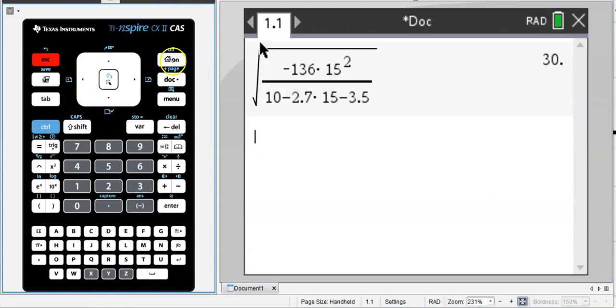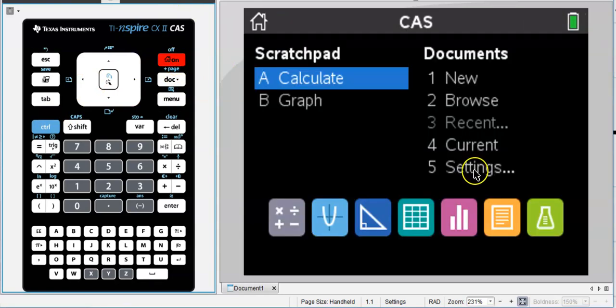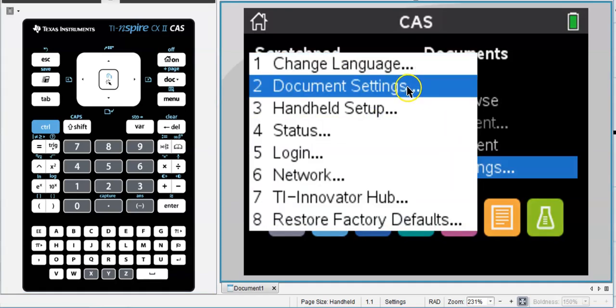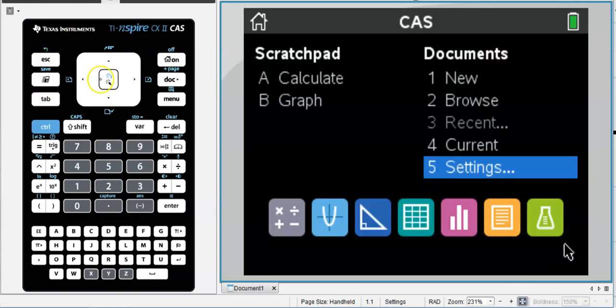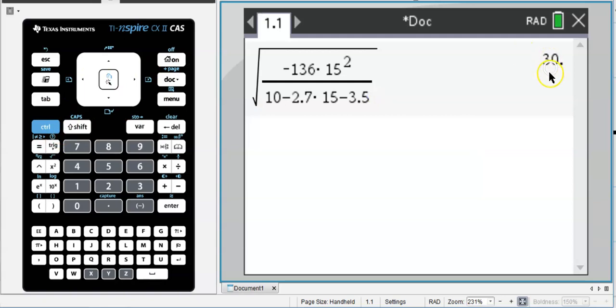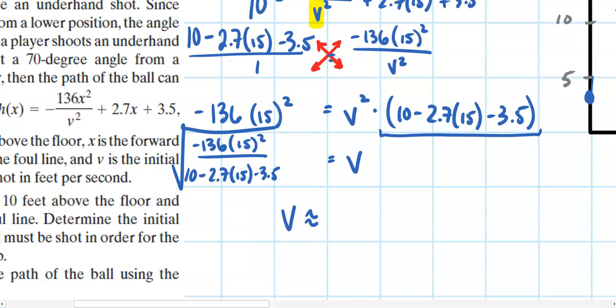Sorry, that's in the document settings, so I'm going to press the home button, choose option 5, and then number 2. Yeah, my display digits are set to float, so this will show as many decimals as would come up on the computation. What I was afraid of is that the calculator was rounding our result, but it doesn't look like it is. The end result for this computation is exactly 30, so the velocity is not approximately something, but actually precisely 30.